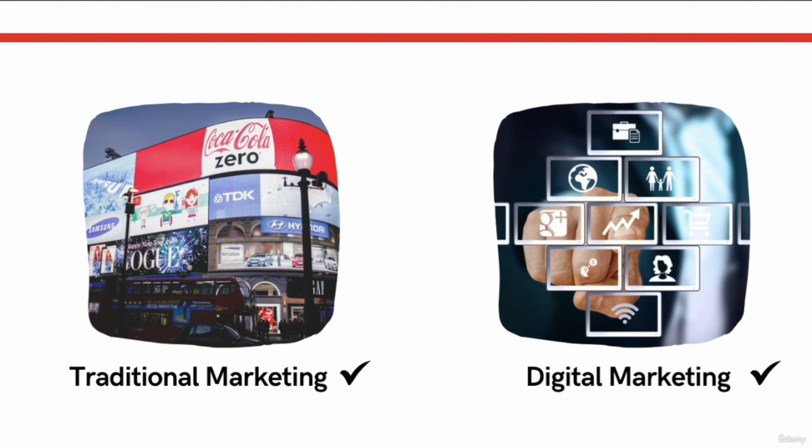Whereas digital marketing includes marketing via social media platforms such as YouTube, Facebook, LinkedIn, and other digital channels such as email, websites, blogs, etc. With digital marketing, reach is global. Target audience can be precisely defined, such as gender, age group, etc. Costs are generally much lower.